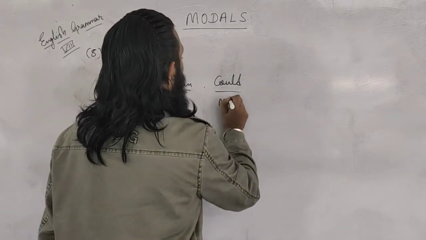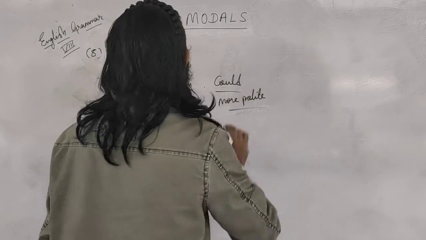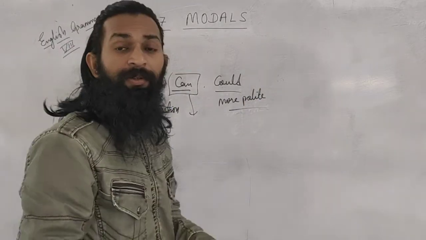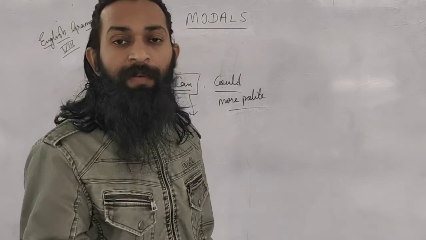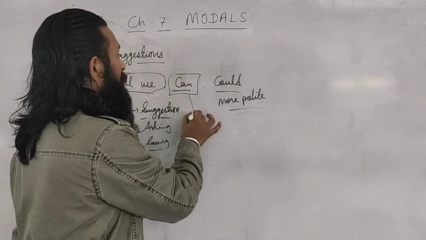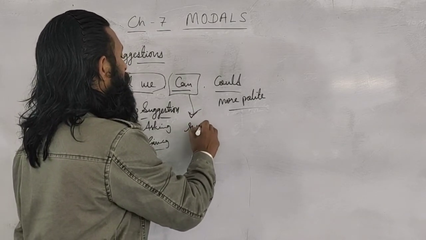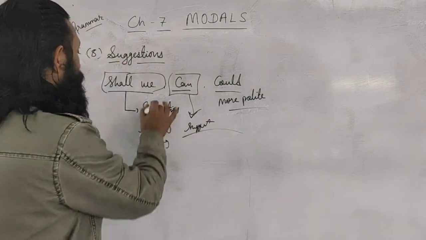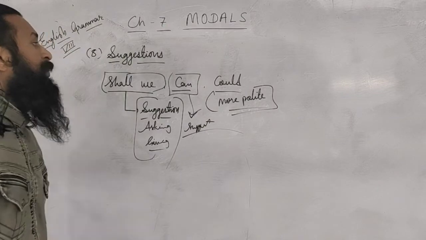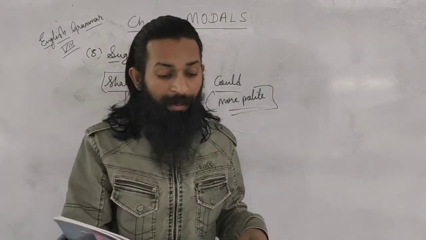Could is more polite. Like, if you feel hot, then you can switch on the AC. As it is less polite, in that condition also you can use can. If you feel any type of difficulty, then you can make a call to me. That is also used for suggestion. This thing is more important. It's about your suggestion.